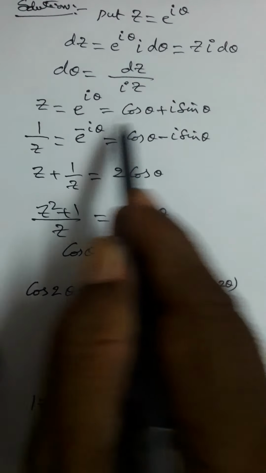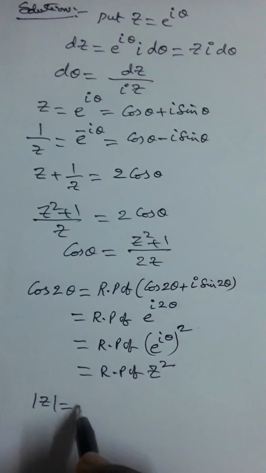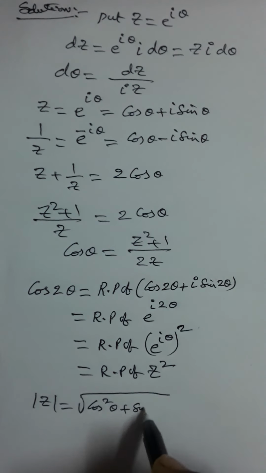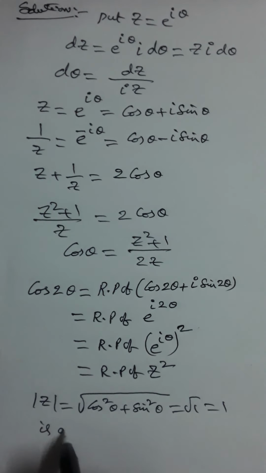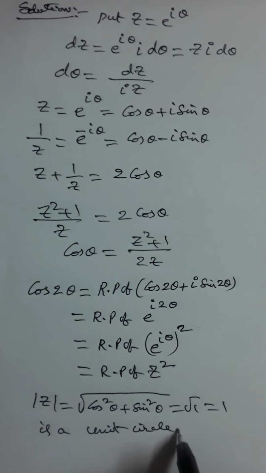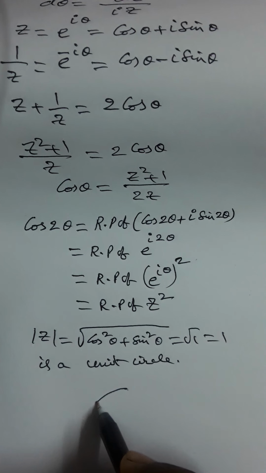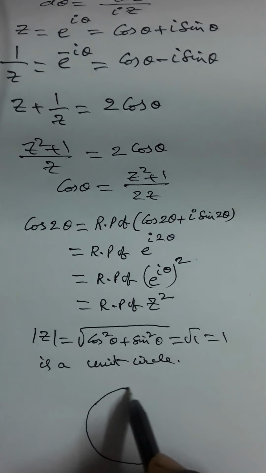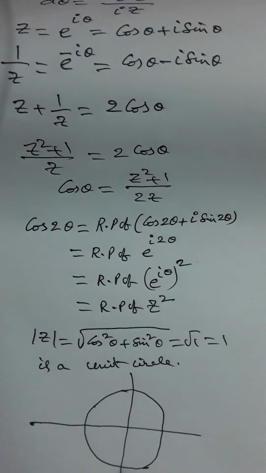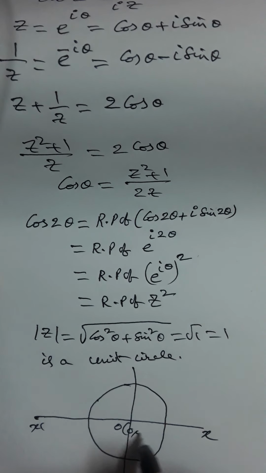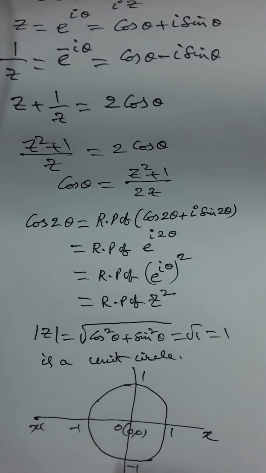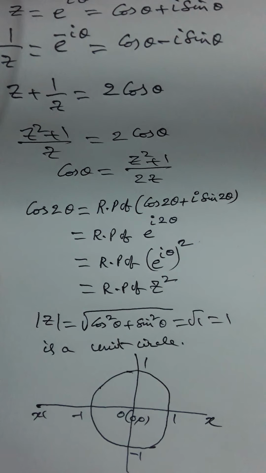Modulus of z = x + iy is the square root of x squared plus y squared, which is the root of cos squared theta plus sin squared theta, the root of 1, which is 1. This is a unit circle, with points 1, minus 1, i and minus i.